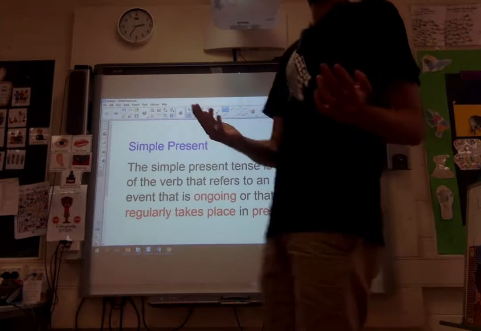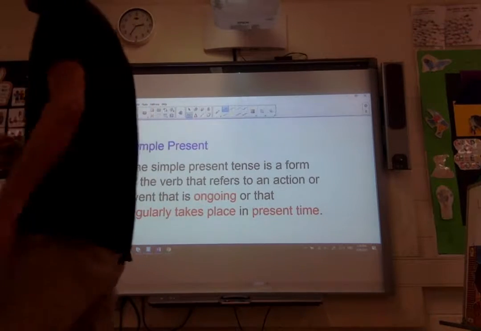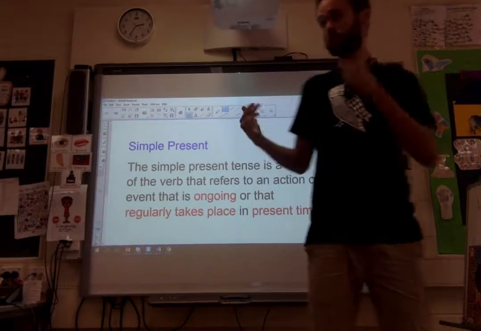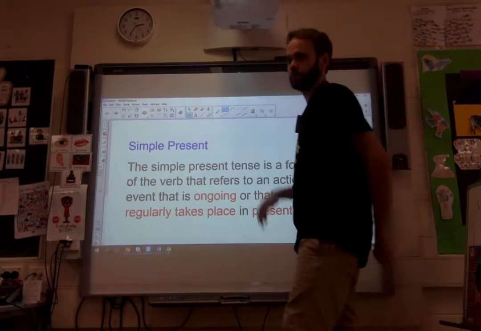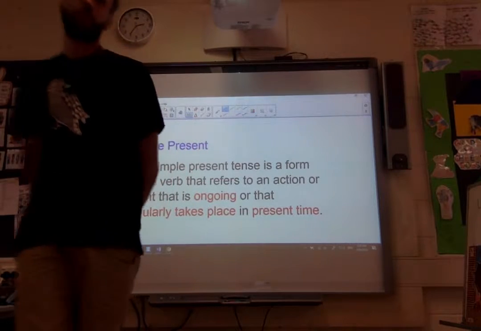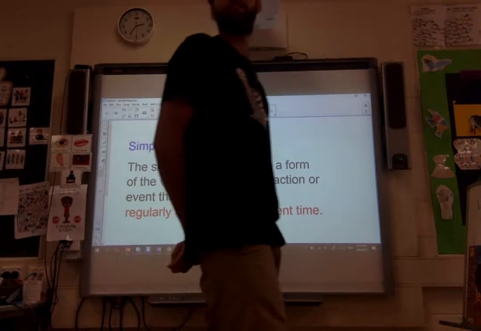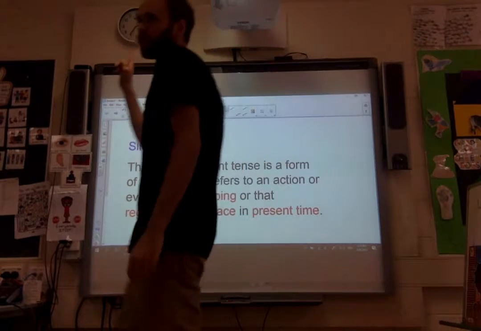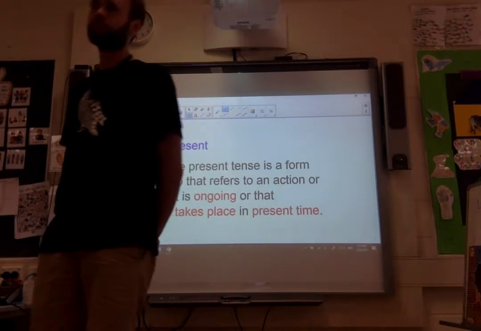You guys know that. So what I want you to do right now is think of an example of when you might use the simple present tense. Have a think back to last week about some activities we did where you were using the simple present tense. Raise your hand when you can think of an example you can give me.